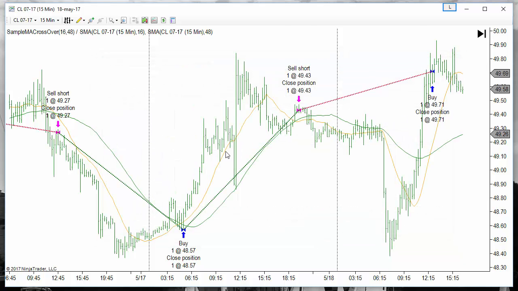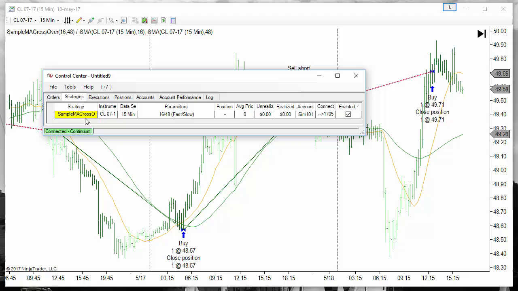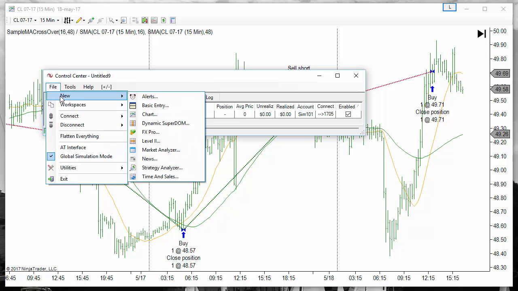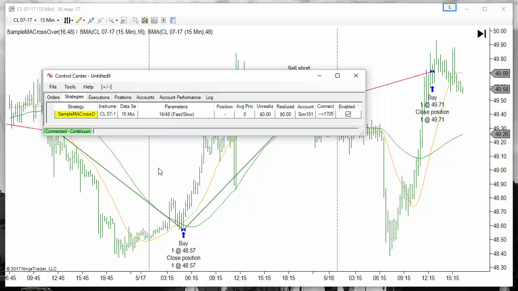So let's start using this easy setup with strategy analyzer to find how to optimize the settings. We open it from the control center: file, new, strategy analyzer.